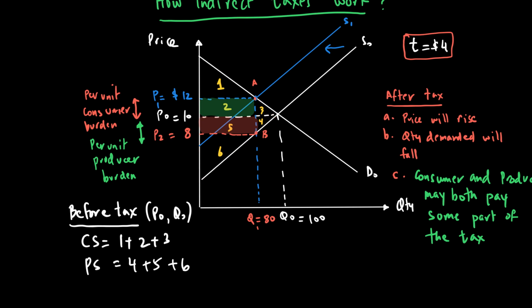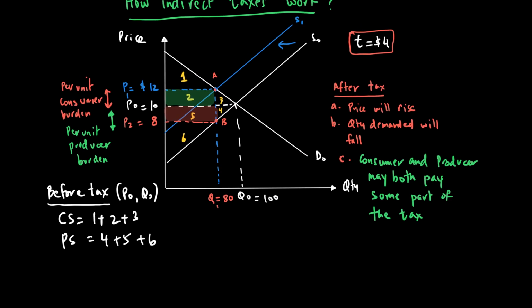Now when you put taxes, when you put indirect taxes, let's write after tax, my price becomes P1 and the quantity is Q1.